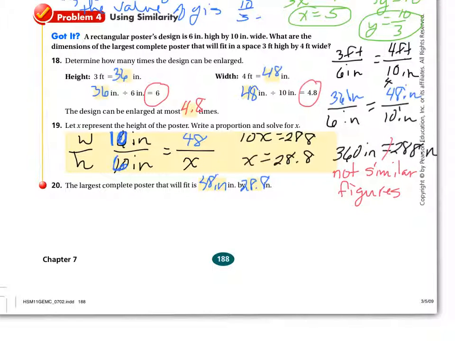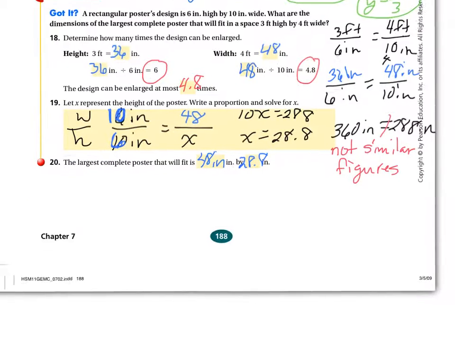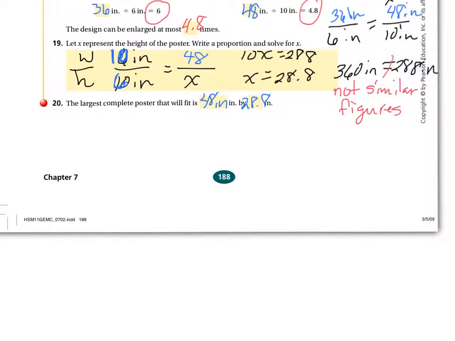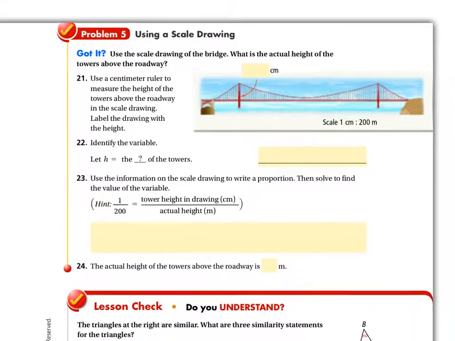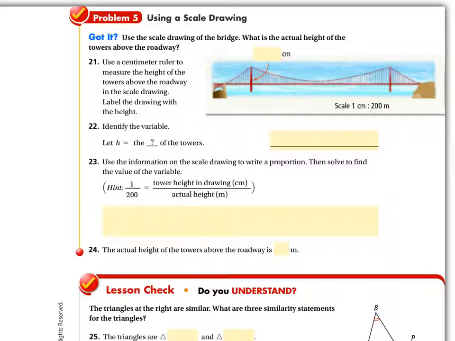All right, so let's look at problem 5. So look at the scale drawing. What bridge does that appear to be? Appears to be the Golden Gate Bridge. Use the scale drawing of the bridge. What is the actual height of the towers above the roadway?